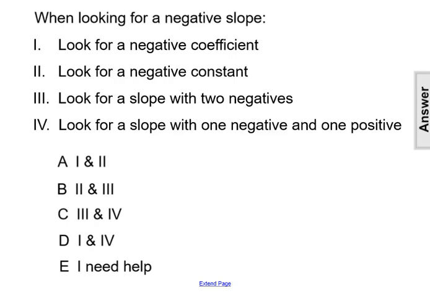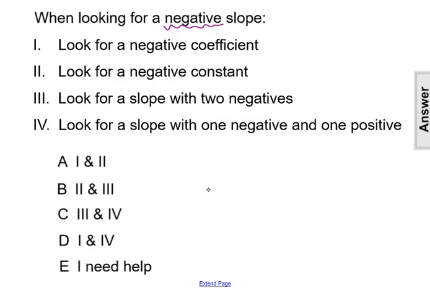When looking for a negative slope, which of the following statements would be true? So looking for a negative slope, we're first looking at statement 1 that says to look for a negative coefficient. Statement 2 also then says to look for a negative constant.